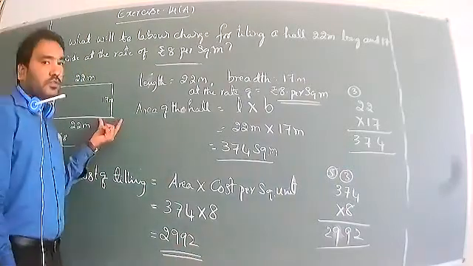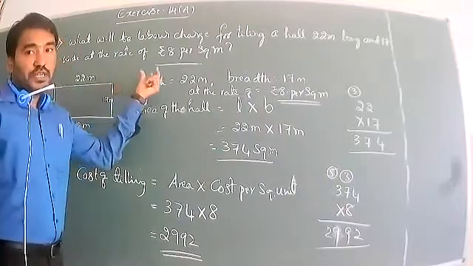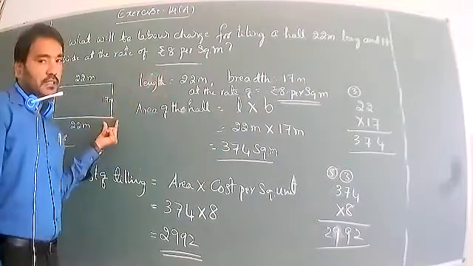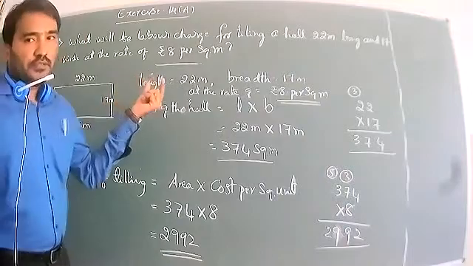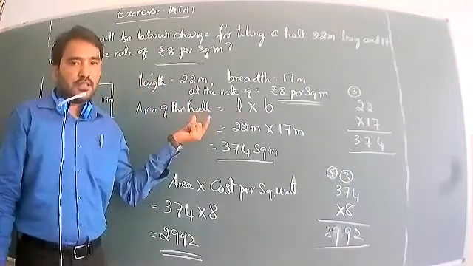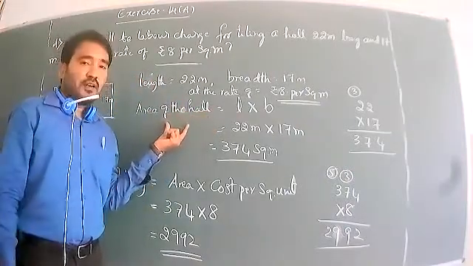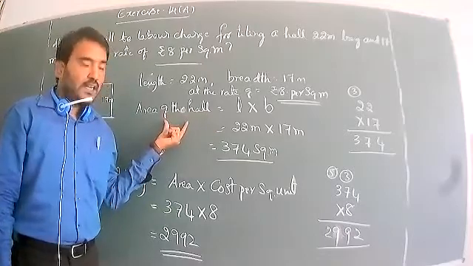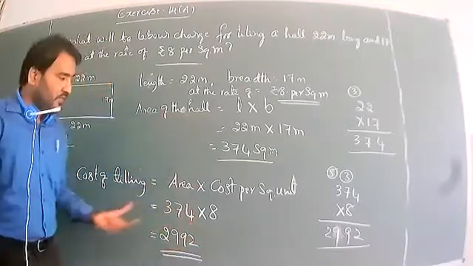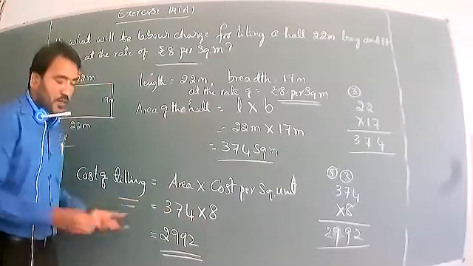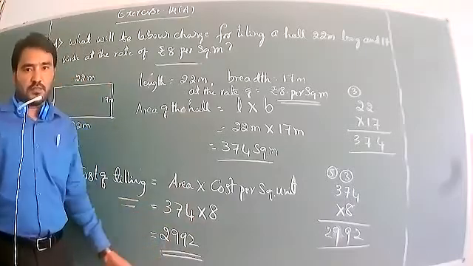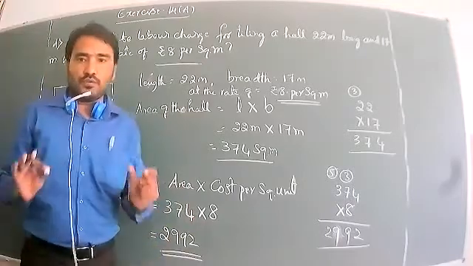First we check which shape it is, then take the sides, length and breadth in the rectangle. Then we find out the area, and multiply using the formula. This is the formula we have to apply to find the answer. So this is the way to solve the problems.